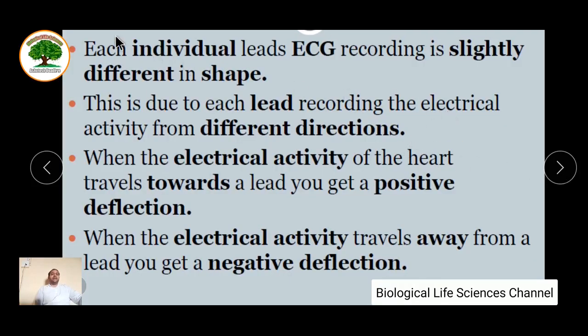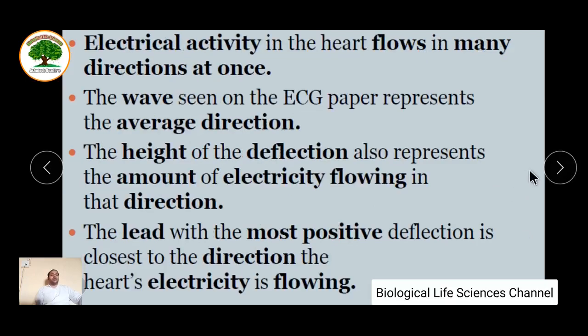Here there are different leads which are slightly different in shape. This is due to the leads recording the electrical impulses or activities from different directions. Whenever electrical activity moves towards the lead, there is a positive deflection, and if the electrical signal goes away from the heart, it is a negative deflection. Okay. Likewise the deflections are recorded, the activity is measured, and the wave is created on ECG paper.